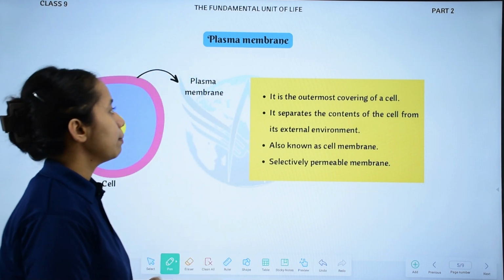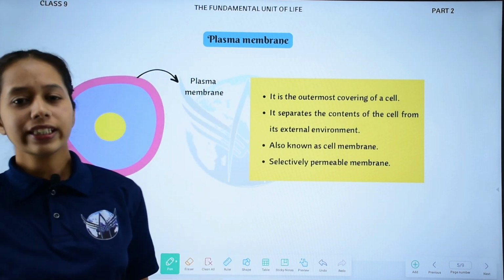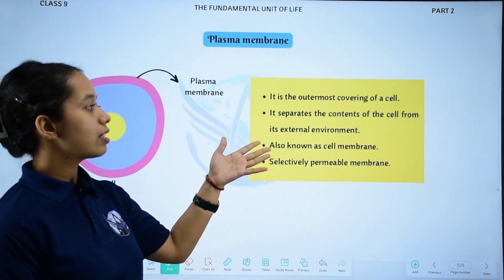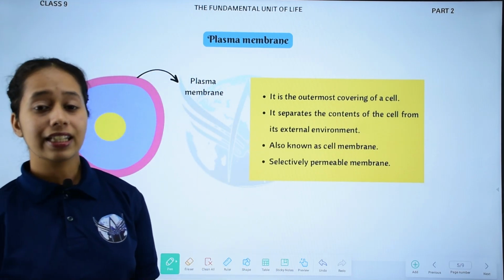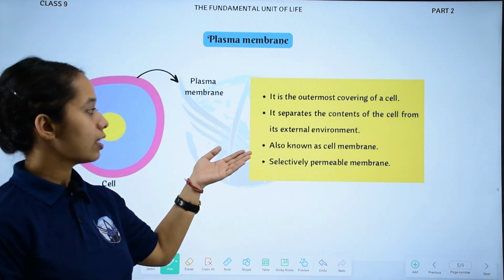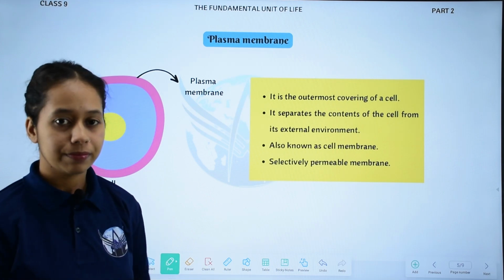So we have the plasma membrane. What is a plasma membrane? The plasma membrane is the outermost covering of a cell. It separates the content of the cell from the external environment.